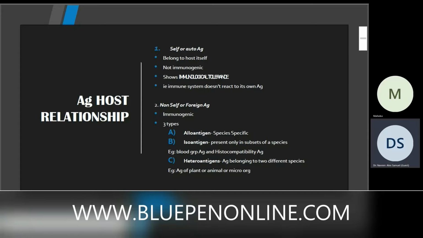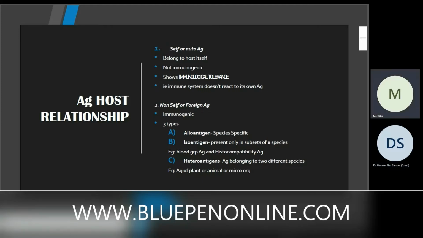These heteroantigens, you might find how important they are, because sometimes we use a certain test, like I'll come into it further on, where we use the antigen of one species to find out the antigen of a different species. So heteroantigen is important in that way.